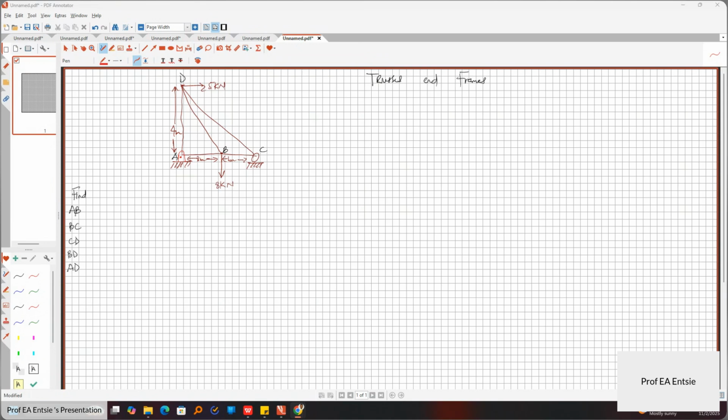If the force in a member of a truss is a tensile force, then that member is said to be in tension, or a tie member. So you can say some members are in tie.